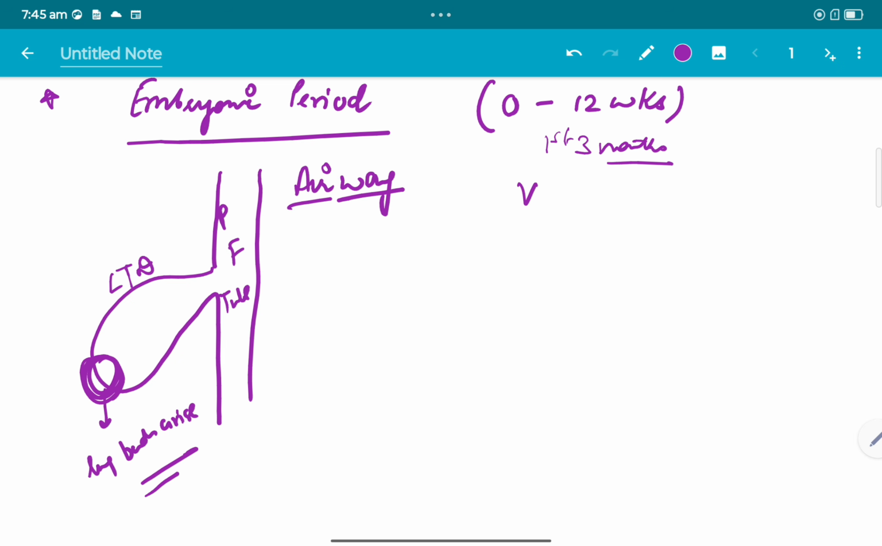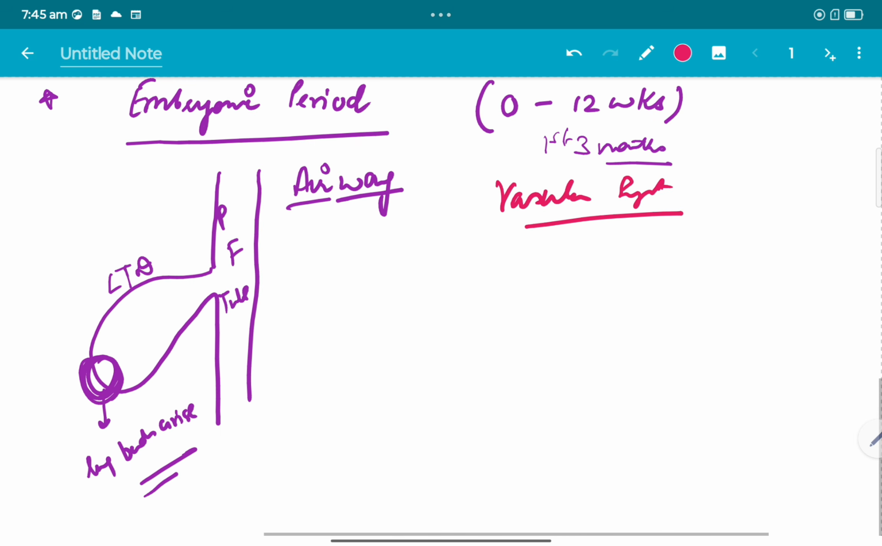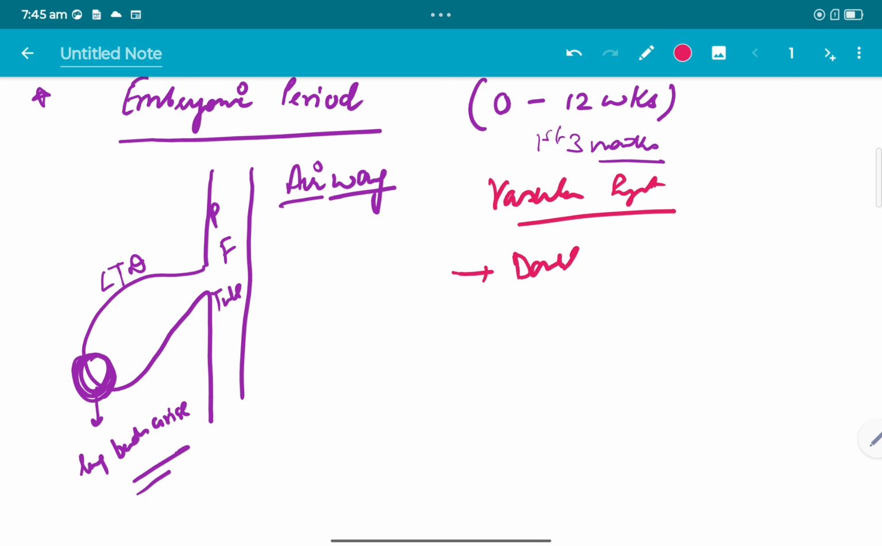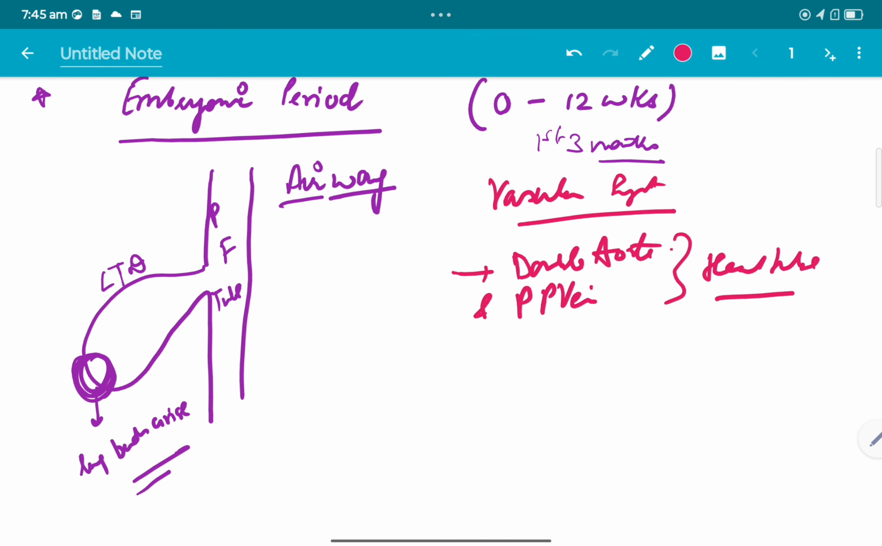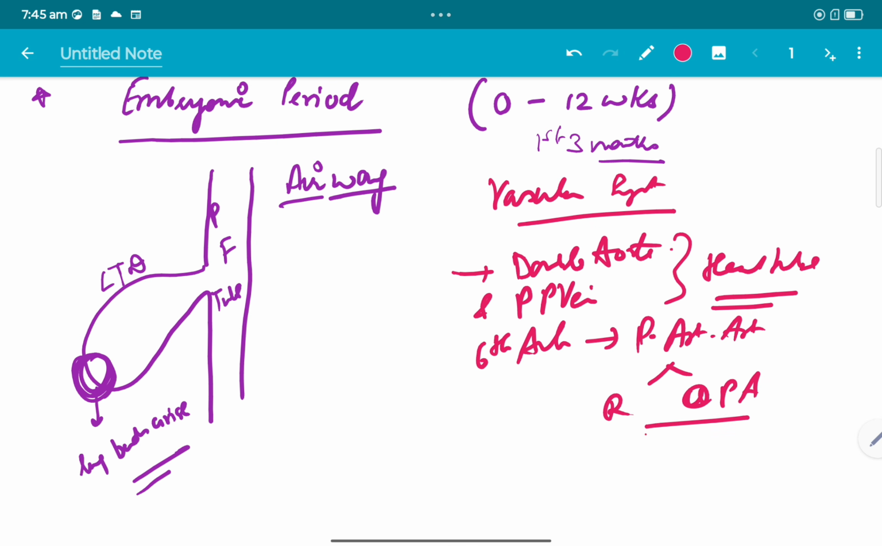And what happens in the vascular system? In the vascular system, in the embryonic period, double aorta and primordial pulmonary vein exits the heart tube. And from the sixth arch, pulmonary artery arises. The right and the left pulmonary artery arises. So these are the changes which occur in the airway and the vascular system development during the embryonic period in the 0 to 12 weeks.